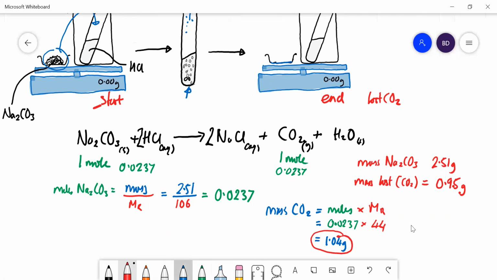Now we can see there that that mass is a bit bigger than the actual mass that we recorded, that we lost, 0.95 grams, but it's fairly close. I think, you know, that experiment has worked. Probably the reason why this is a little bit less is because carbon dioxide is a tiny bit soluble in water.